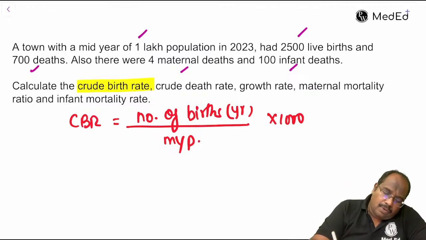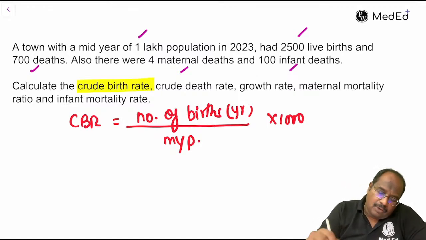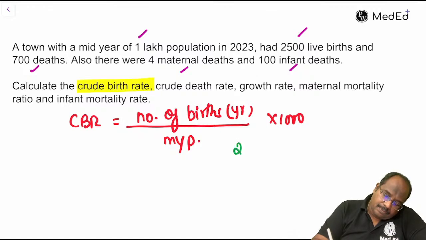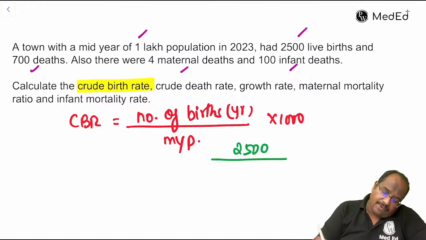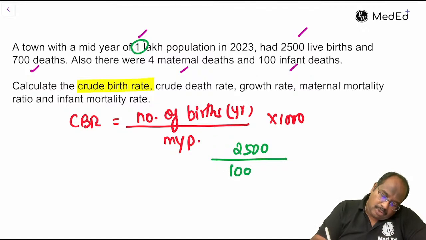Now, what is the number of births? It is 2,500 divided by the mid-year population, that is 1 lakh, multiplied by 1,000.